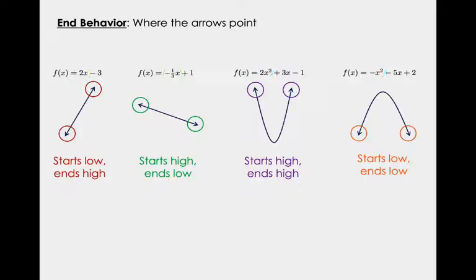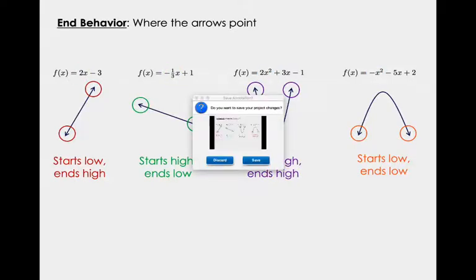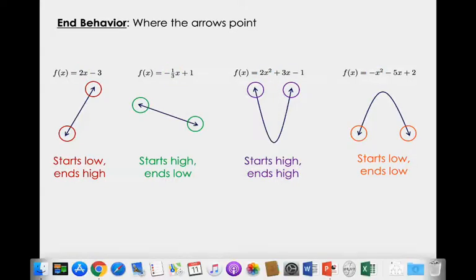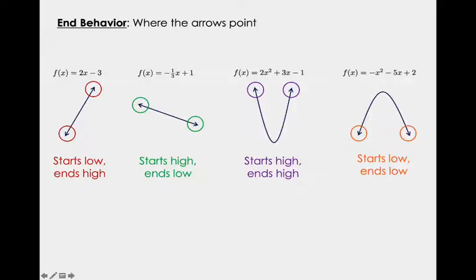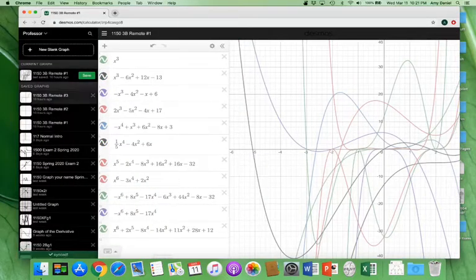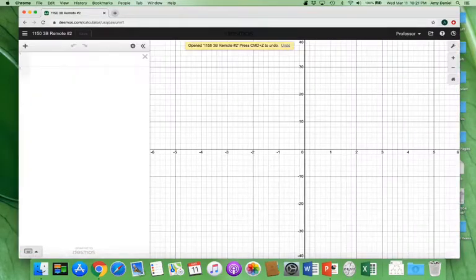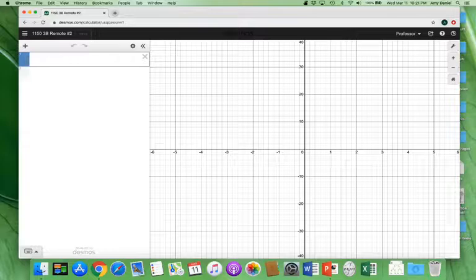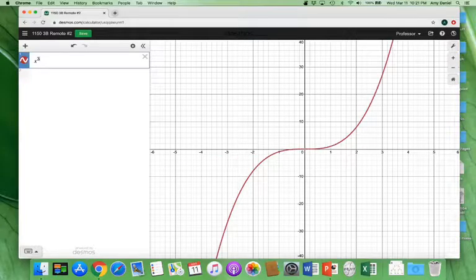All right, so I'm going to head back over to Desmos. Let me get myself a blank graph here. I just want to see, if the degree is 3, what does the end behavior look like? Well, we know what x cubed looks like. That's going to start low and end high.